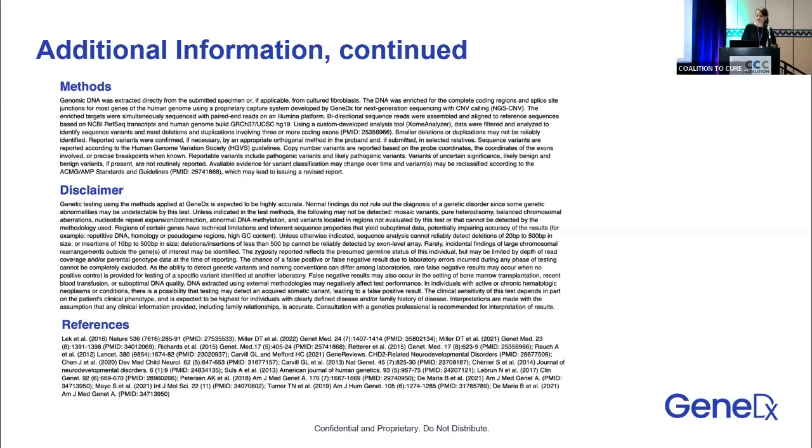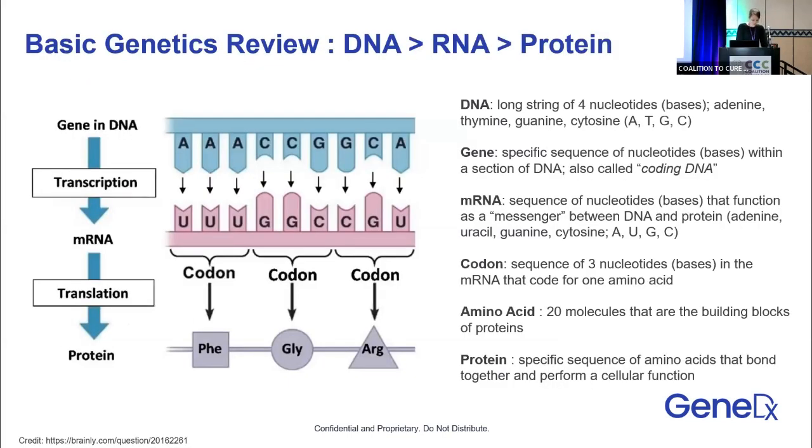The method section goes over the methods, how the lab performed the test. There's a disclaimer in every report with every testing lab, no genetic testing is perfect. And then all the references that are cited that mention the gene or the disease associated with it. So just to go, in the last few slides, we're going to go over the actual types of variants that can occur, specifically in CHD2, that cause disease. But before we do that, we're just going to go over a few basic concepts.